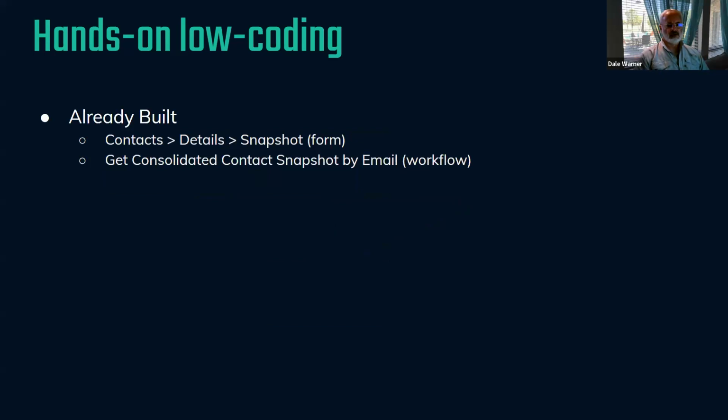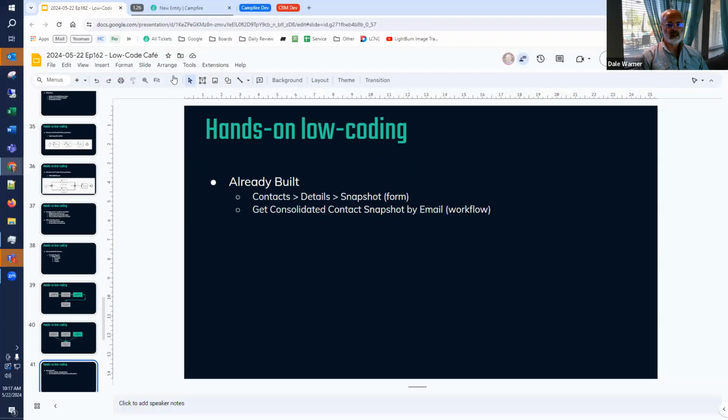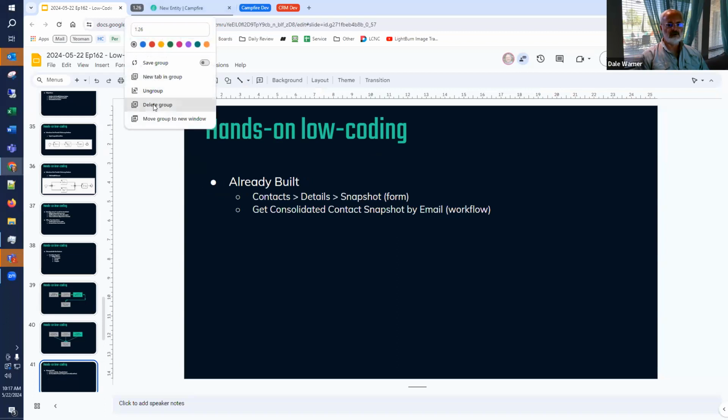So what have I already built? On our CRM system, we have a contact details snapshot form, and I already have a workflow that is get all these contact snapshots based on email. And so let's see what that looks like. Let's see, closing out things I don't need.